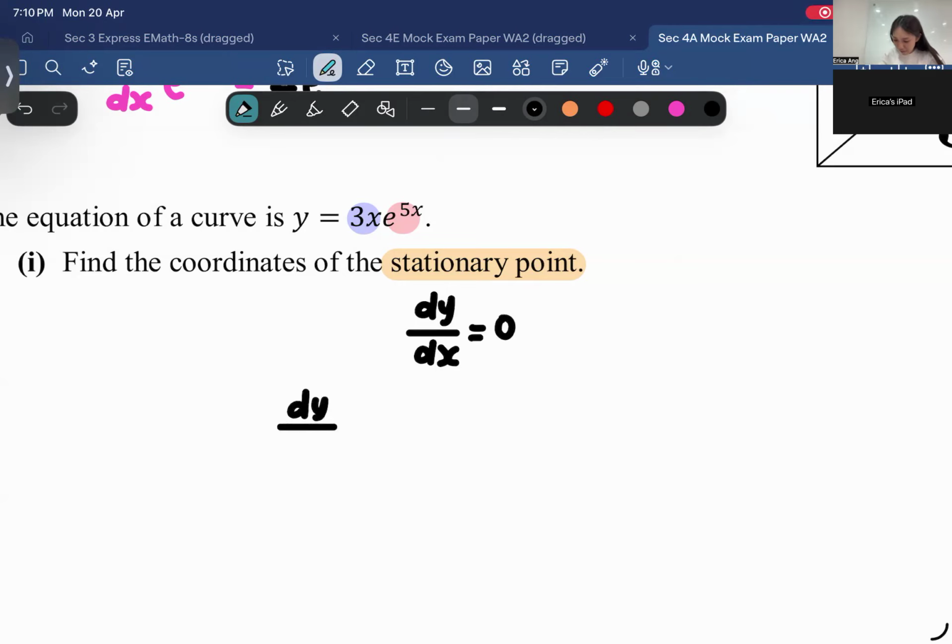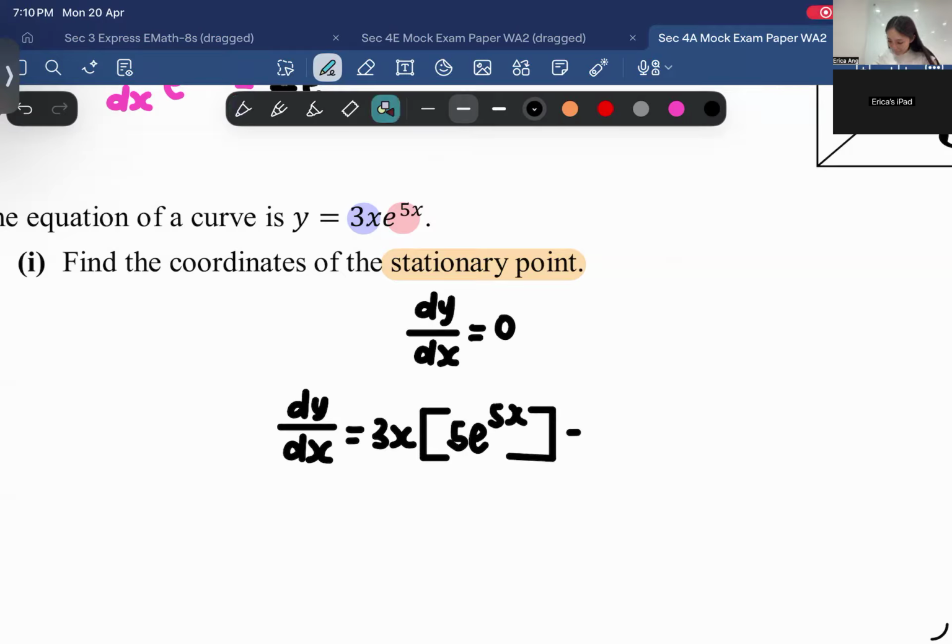Reese, what do you copy first? You copy 3x, is it? Then after that, what do you get when you differentiate e power 5x? 5e power 5x. Then after that, your product rule is a plus. And then you're going to copy e power 5x, but you're multiplying by? Can I put a 3 in front? So it looks like that.